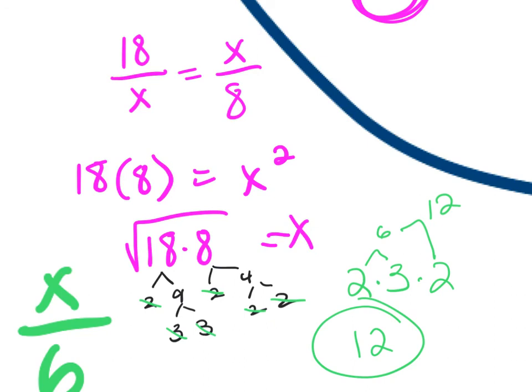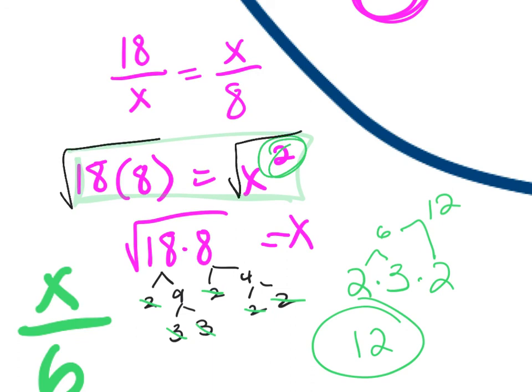Marcella, how'd you get the square root of 18 times 8? So are you good on this step? Yeah. So I need to get rid of this squared. And in order to get rid of that, I have to square root both sides of the equation. So the square and the square root cancel and I just get x. But then this stays underneath that square root.